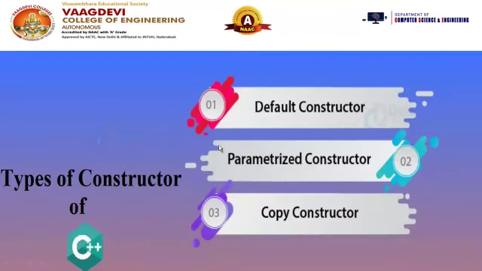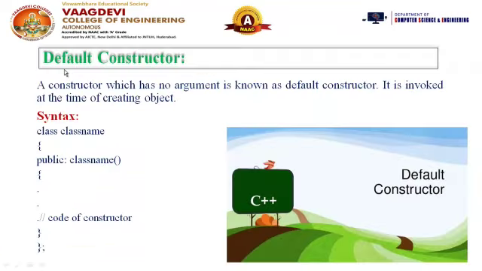Types of constructors. So these are the different types of constructors. The first type of constructor is the default constructor. Second one, the parameterized constructor, and third one, the copy constructor. Then we move on to the default constructor. A constructor without any arguments or zero parameters is called a default constructor. And this is the syntax of the default constructor.